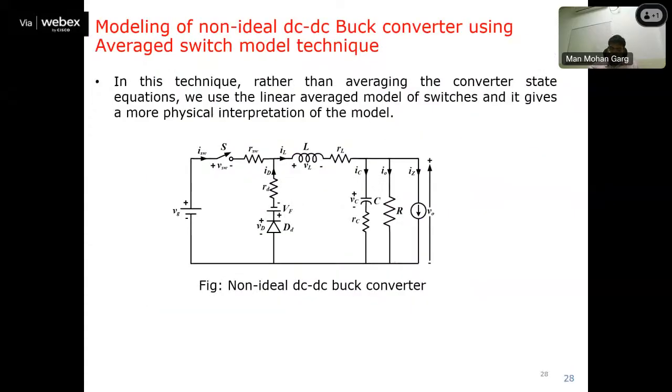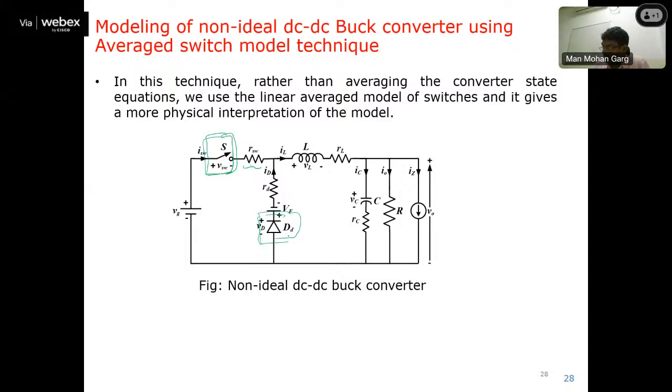Now, other techniques I will discuss in brief because we want to go for simulation also today. So, modeling of a non-ideal buck converter using average switch modeling. In average switch modeling, what we have seen is that we have a switch and a diode. We need to represent the switch and diode with their linearized equivalent circuit, right? When we take this non-ideal switch into consideration, we divide it into two parts. So S is an ideal switch and the loss is connected in series.